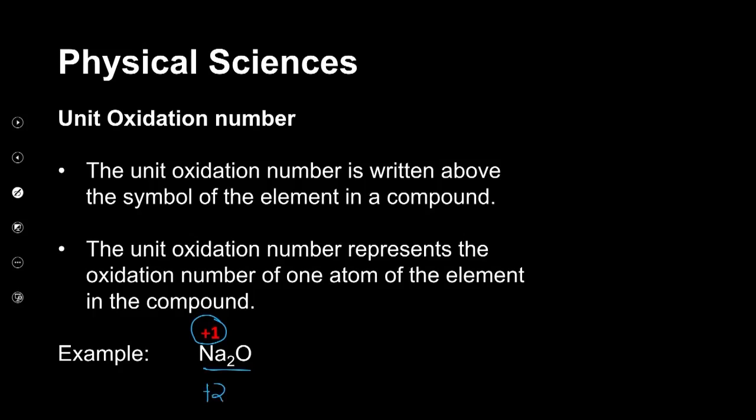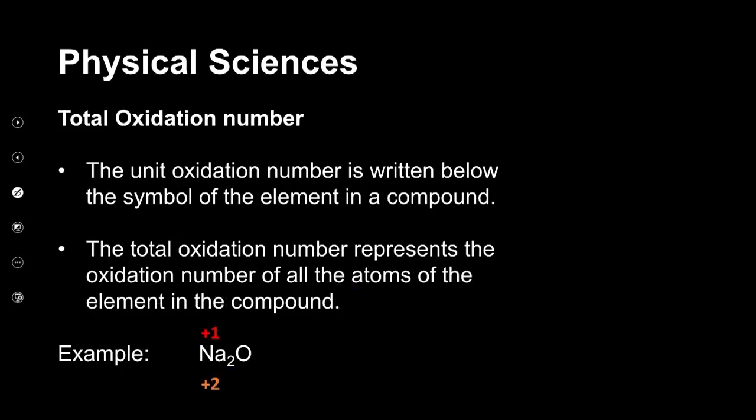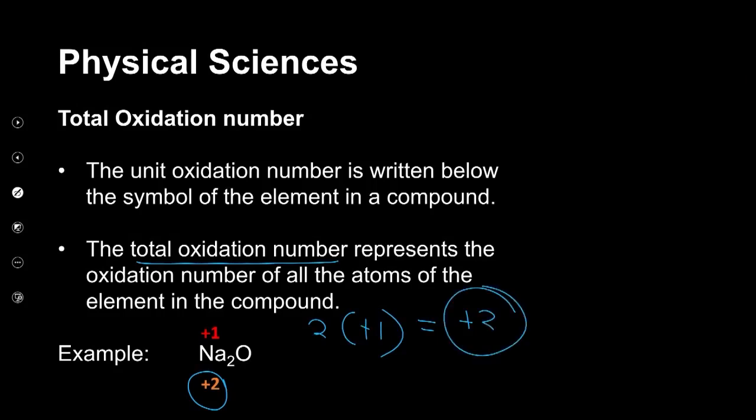And then the unit oxidation number represents the oxidation number of one atom of the element, in this case, which is +1. But what about the total oxidation number? Total oxidation number actually represents the total of an element in a compound. Why do we have this +2 as the total oxidation number? Because there is 2 times +1, which is the oxidation number, which gives us the +2. So this +2 is actually our total oxidation number for sodium, right, in this compound, right?